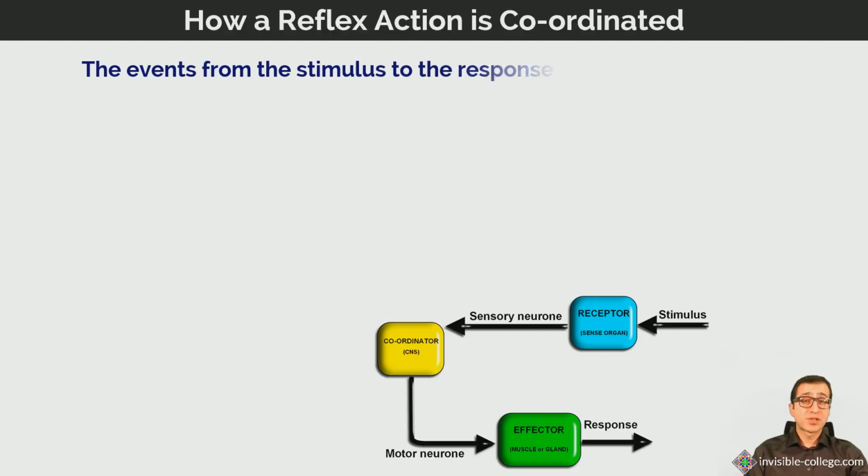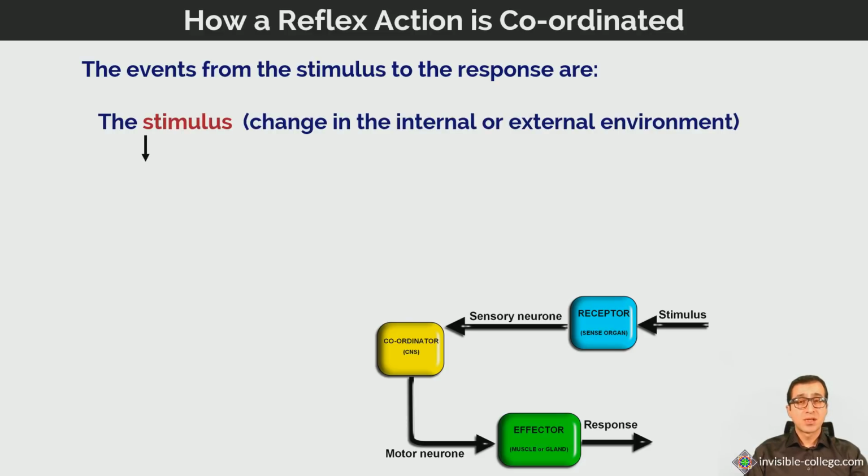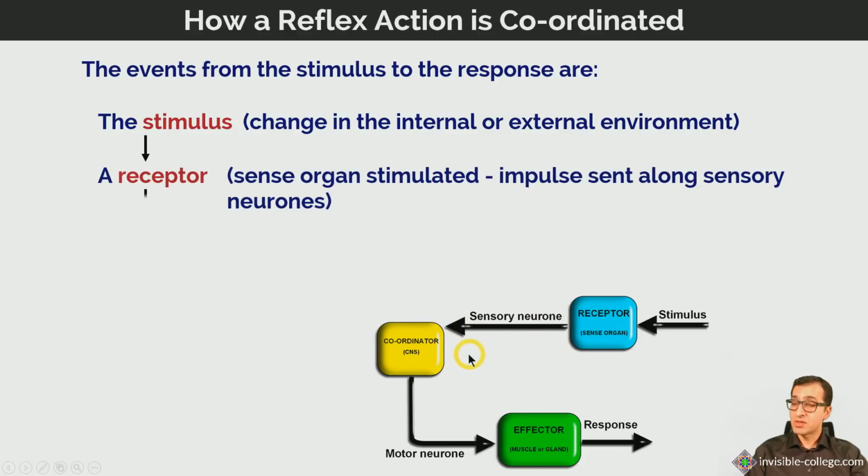So the events from the stimulus to the response are as follows. So you have the stimulus. In this case, it is the detection of the pain from banging your hand with the hammer. And a stimulus, remember, is always some kind of change in the internal or external environment. So this is detected by a receptor, which is a sensory organ. Now, in this case, that would be a pain receptor in the skin, or in the deep tissues. So a receptor in general is a sense organ which is stimulated by the stimulus, and in this case sensory neurons are activated, which then send a nerve impulse along that sensory neuron's axon, ultimately to the central nervous system.